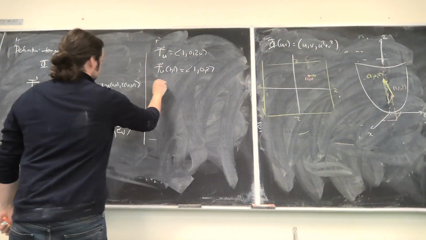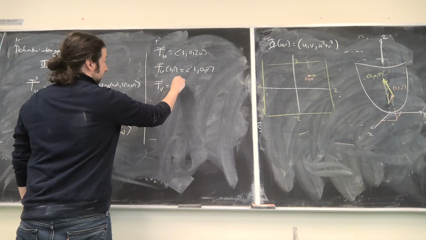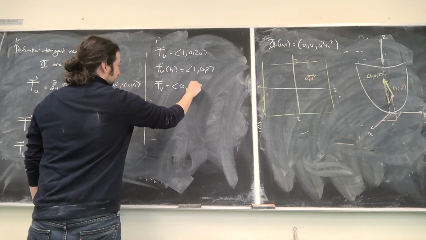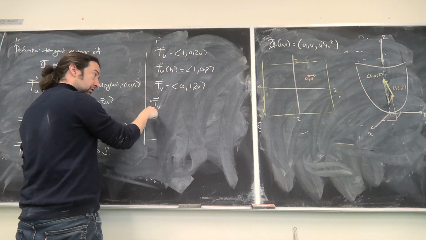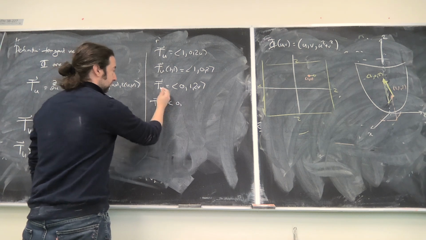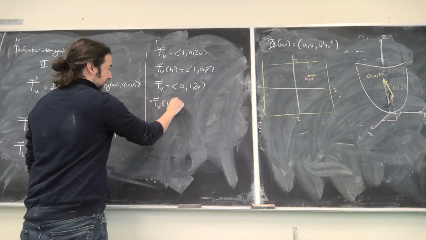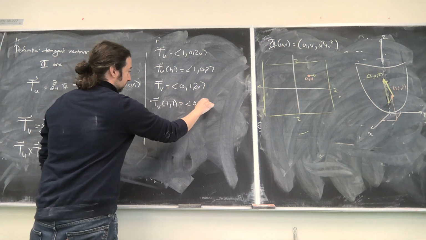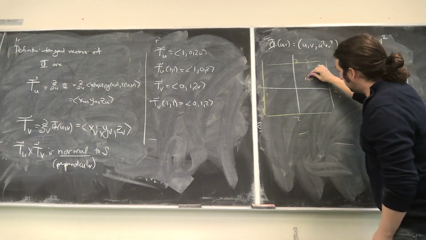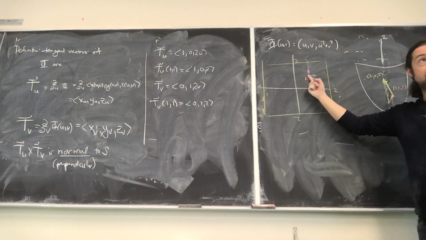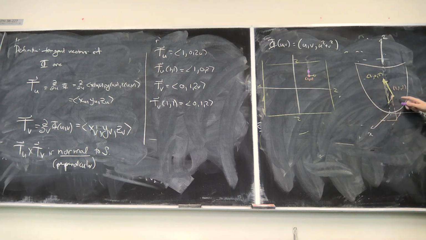How about Tv? Tv is (0, 1, 2v). So the tangent in the v direction at the point (1, 1) will be equal to (0, 1, 2). So if you go up here and you plot that one, that says if you went a little bit in the v direction here, that corresponds to going 1 unit in the y direction, no units in the x direction, and 2 units up, which means you would point this way.